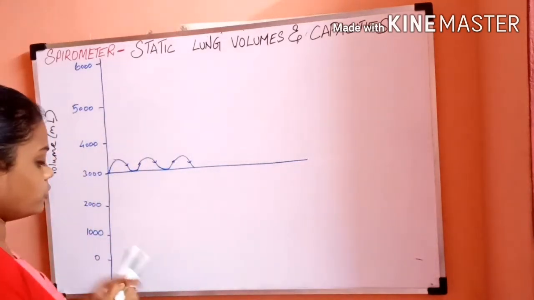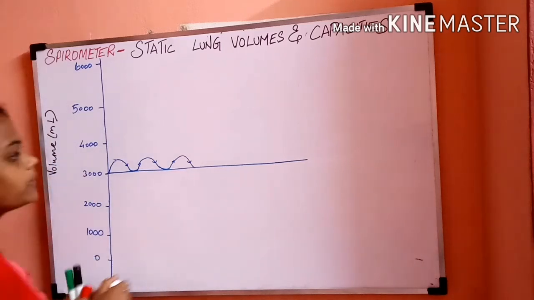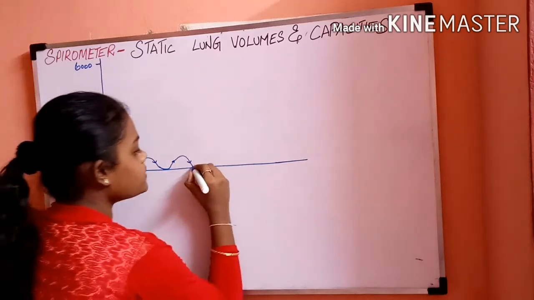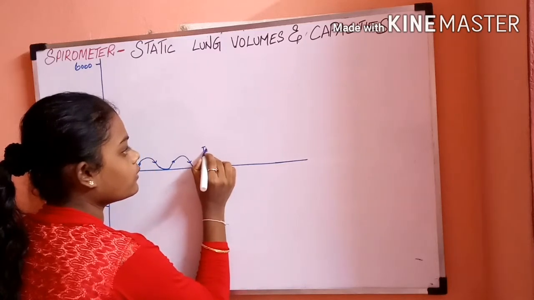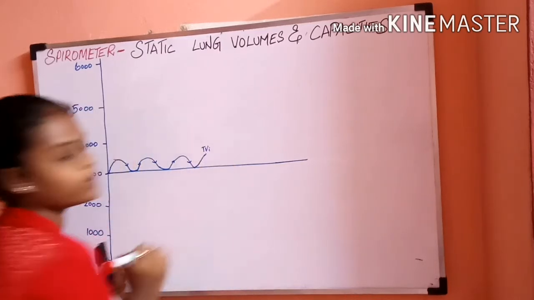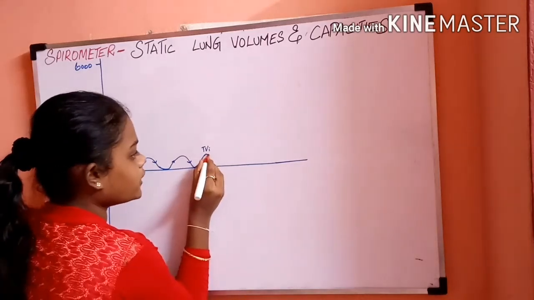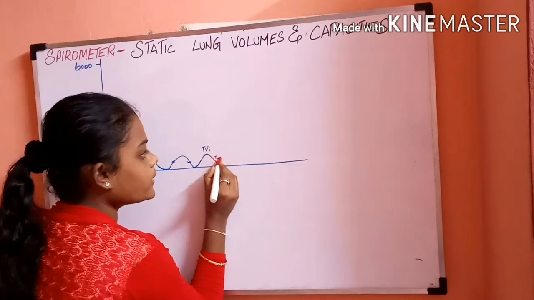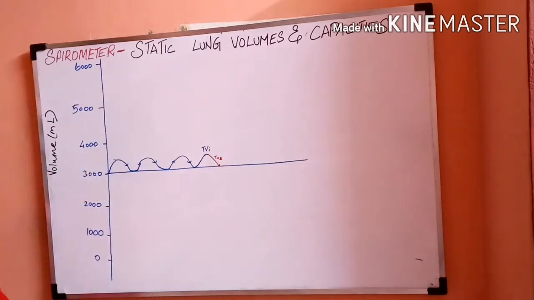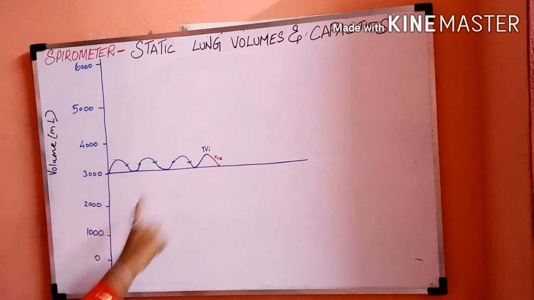So I will be denoting like this. See here. This will be the inspiration, tidal volume inspiration. T-I, tidal volume inspiration. Next, இங்கிருந்து இங்க வரும்போது this is called tidal volume expiration. Any doubts? Okay.